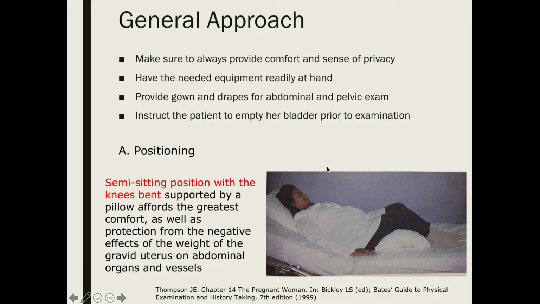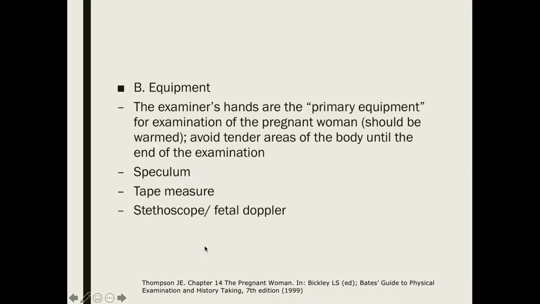This is the best way to position your patient: in a semi-sitting position with the knees bent, supported by a pillow. This affords the greatest comfort for the patient as well as protection from negative effects of the weight of the gravid uterus on abdominal organs and vessels. However, not all our clinics are equipped with this kind of bed. So most of the time, we just make do with a bed that allows the patient to lie down straight on her back. So what would be the important equipment when doing a physical exam of a pregnant woman?